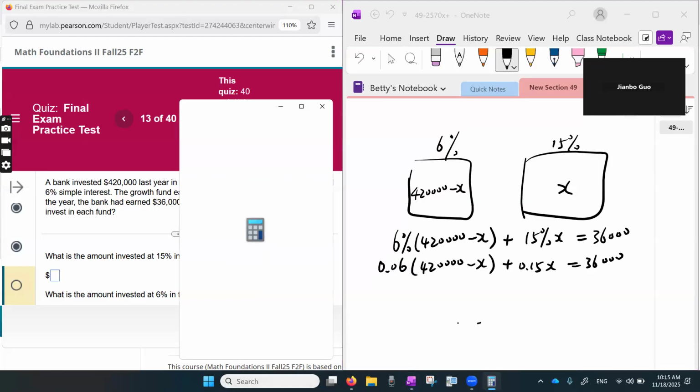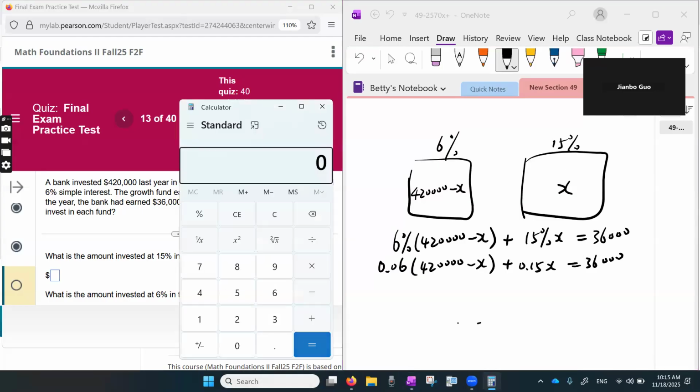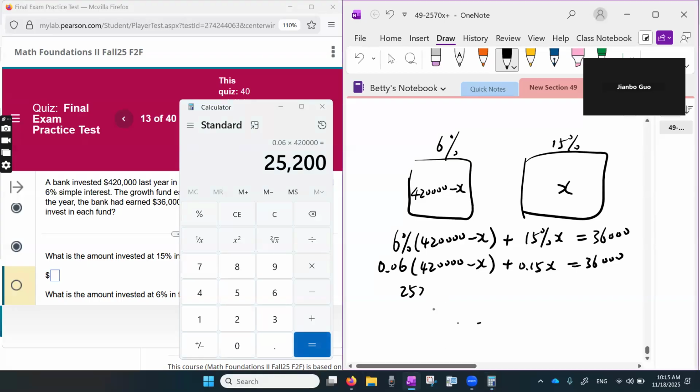I just feel like my computer is so slow. 0.06 times 420,000 is 25,200. And then minus 0.06x plus 0.15x equals 36,000. Okay, combine those. 0.15 minus 0.06 gives 0.09.